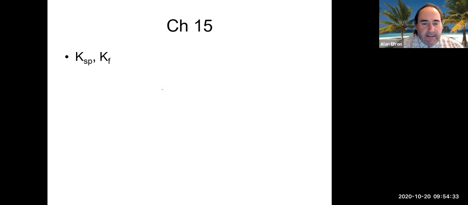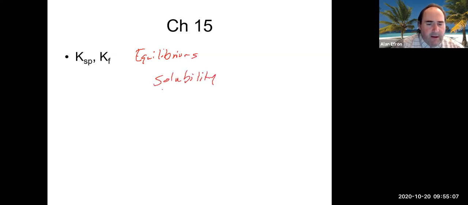So, into chapter 15. The notes should be up there on Canvas if you need them. Here we're going to switch gears, not too much, but we're going to talk about Ksp, which is the solubility product, and Kf, which is the formation constant. So we're going to talk about equilibrium that involves solubility and complex ions.